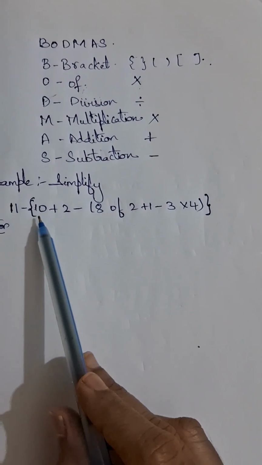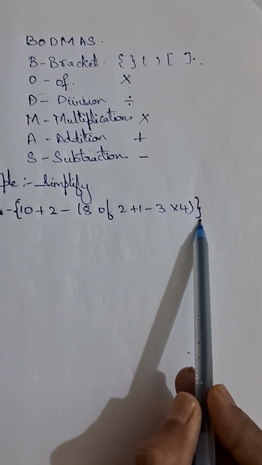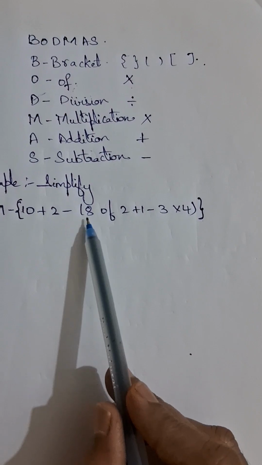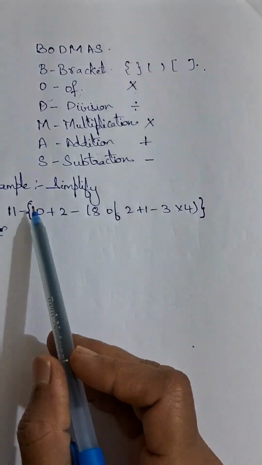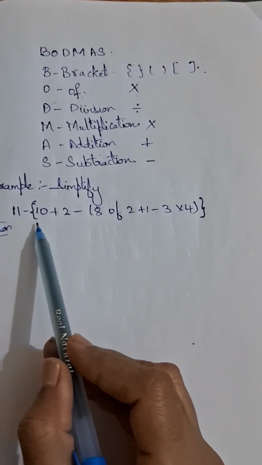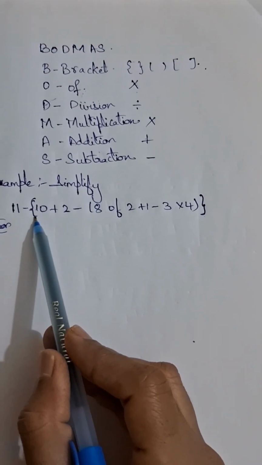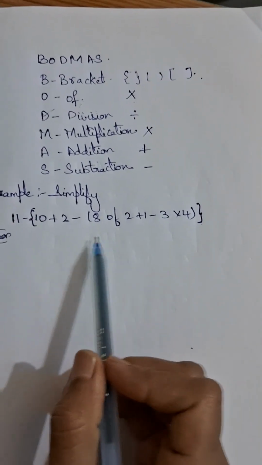Let's see. In the given question, you have two types of brackets. First one is the flower bracket and the next one is the parenthesis. So first we have to solve the terms which are there in the brackets. First we will take the flower bracket because it is the starting one.